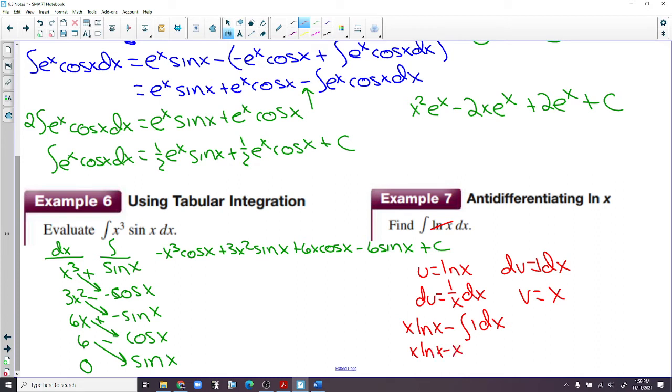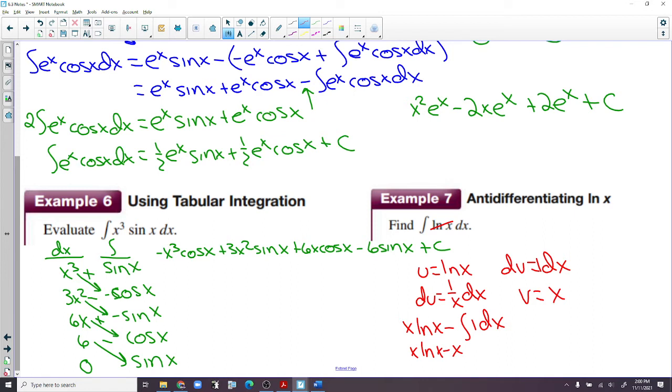That's why you don't want to have natural log be your dv, because you'll have to remember that that's the antiderivative. Not fun. That would not be a fun problem. So make your u the polynomial, except when you have natural log, then make that the u. And your life will be much easier.